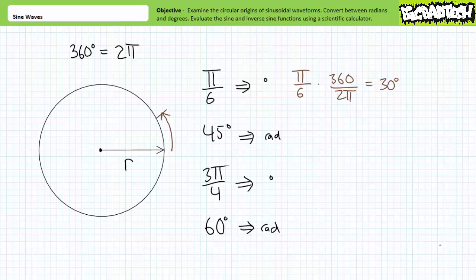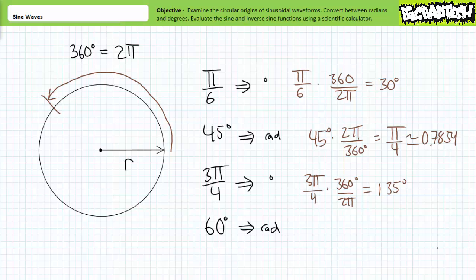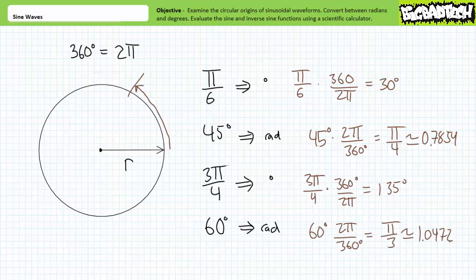Pi over 6 radians is equal to 30 degrees. It's right about here on the circle. 45 degrees is equal to pi over 4 radians, or approximately 0.7854 radians. It's right about here on the circle. 3 pi over 4 radians is equal to 135 degrees. It's right about here on the circle. 60 degrees is equal to pi over 3 radians, or approximately 1.0472 radians. It's right about here on a circle.